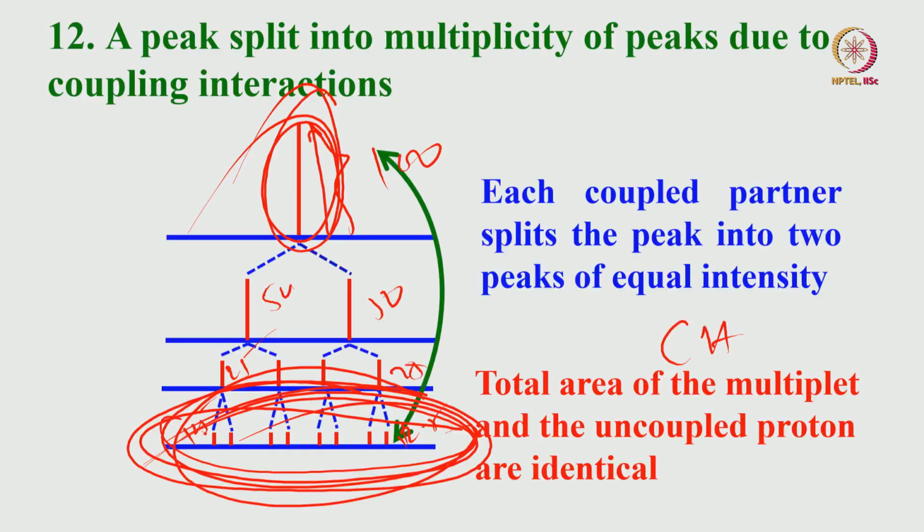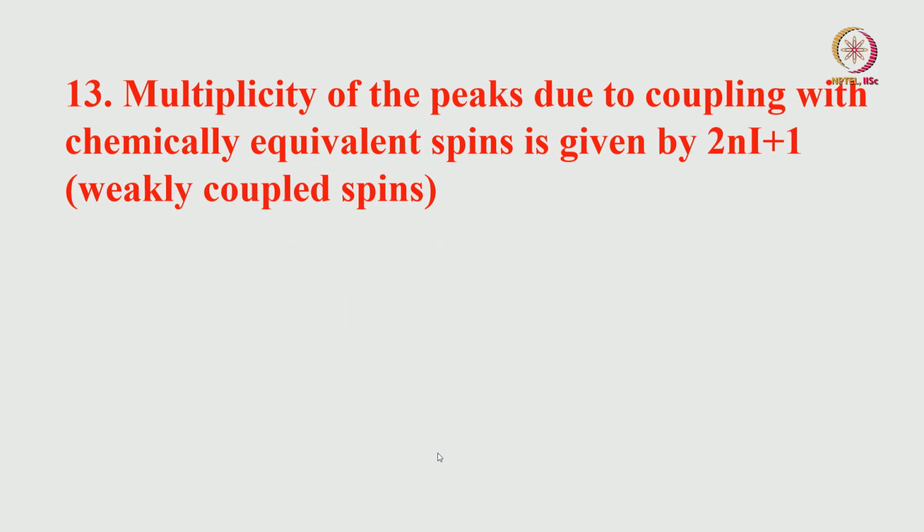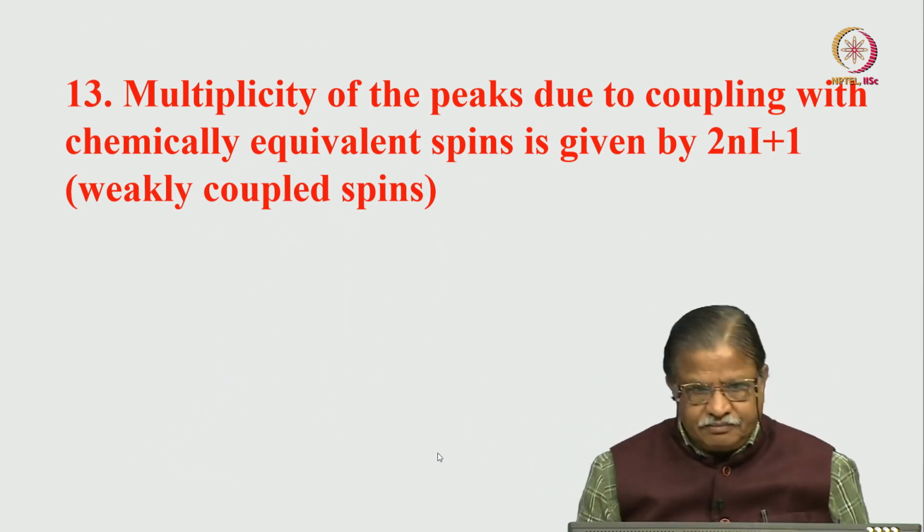Remember, the total integral intensity of the uncoupled proton and the multiplicity pattern coming because of coupling with several other protons, the total area remains the same. That is why we can get the proton count if you get the integral area. Is it clear? Now let us go to the next one.